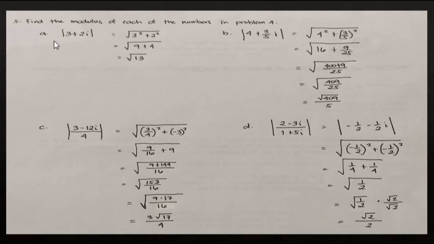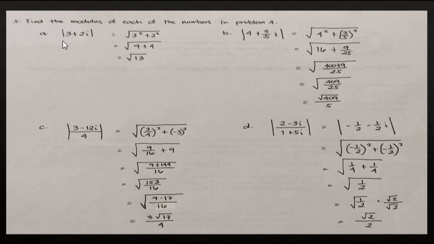So, we are now in the last part of our exercises. Find the modulus of each of the numbers in problem 4. So, modulus meaning ang absolute values sa ato ang mga complex numbers. So, we have this absolute value of 3 plus 2i. So, this is in the standard form na, diba? This is a plus bi. So, a is 3 and b is 2.